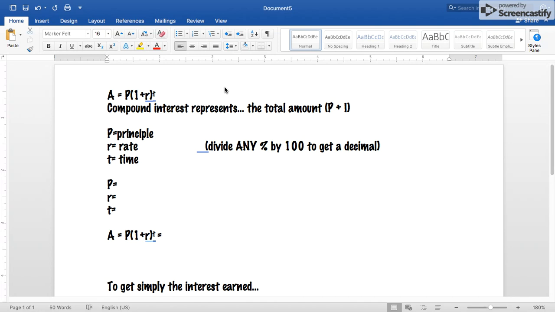So what that means is that we are simply going to need to find what we need and plug it in. One key thing: if we have a rate and there's a percentage next to that number, I don't care what the number is, we are going to divide it by 100 to get a decimal, okay? Now we're going to go back and identify what our principal, our rate, and our time is.